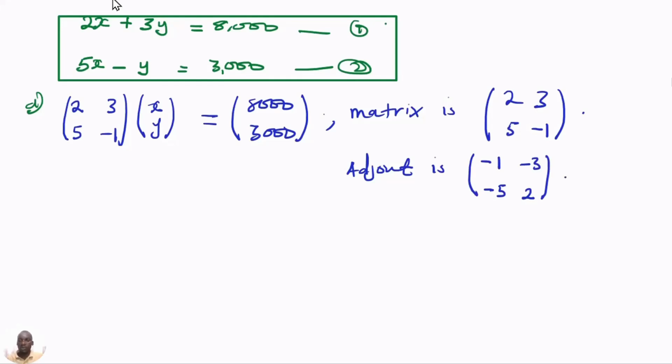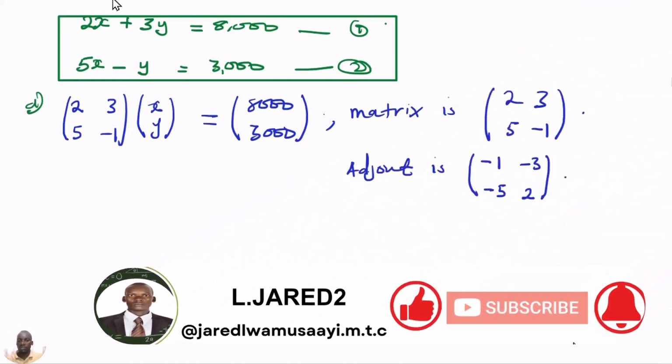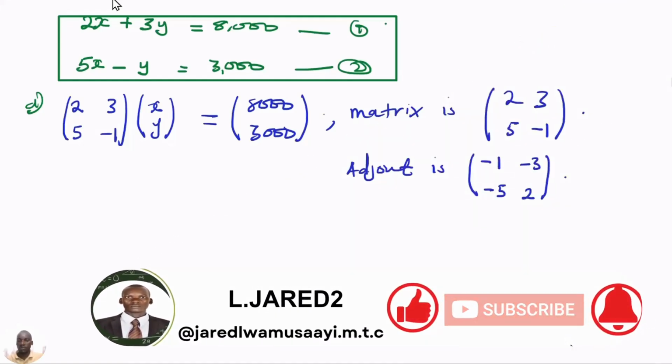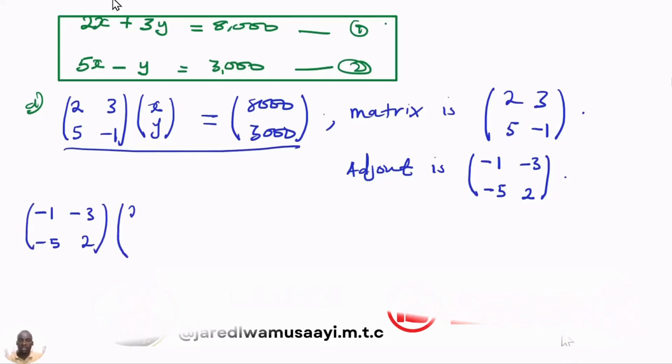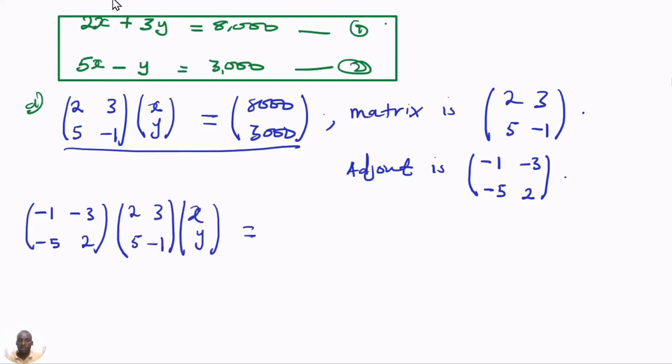Then after that, we are going to multiply the adjoint by the simultaneous equations in matrix form, whereby we are going to have the negative 1, negative 3, negative 5, 2, multiplying the whole of this, so multiplying the 2, 3, 5, negative 1 into the xy equals to, so we do the same, negative 1, negative 3, negative 5, the 2, then multiply by the 8,000, then 3,000.